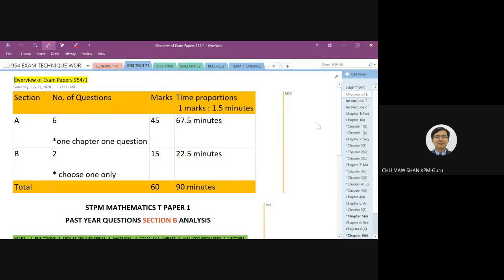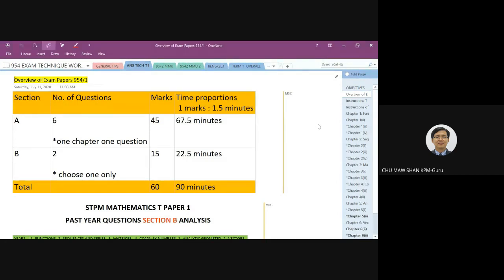Section A, the number of questions is 6, in which we know one chapter, one question. So that makes up the 6 questions. And then section B, we have 2 questions. You just need to choose one only. The marks allocated for section A is 45. Section B is 15. So if we follow the time proportion, 1 mark should be equivalent to 1.5 minutes.